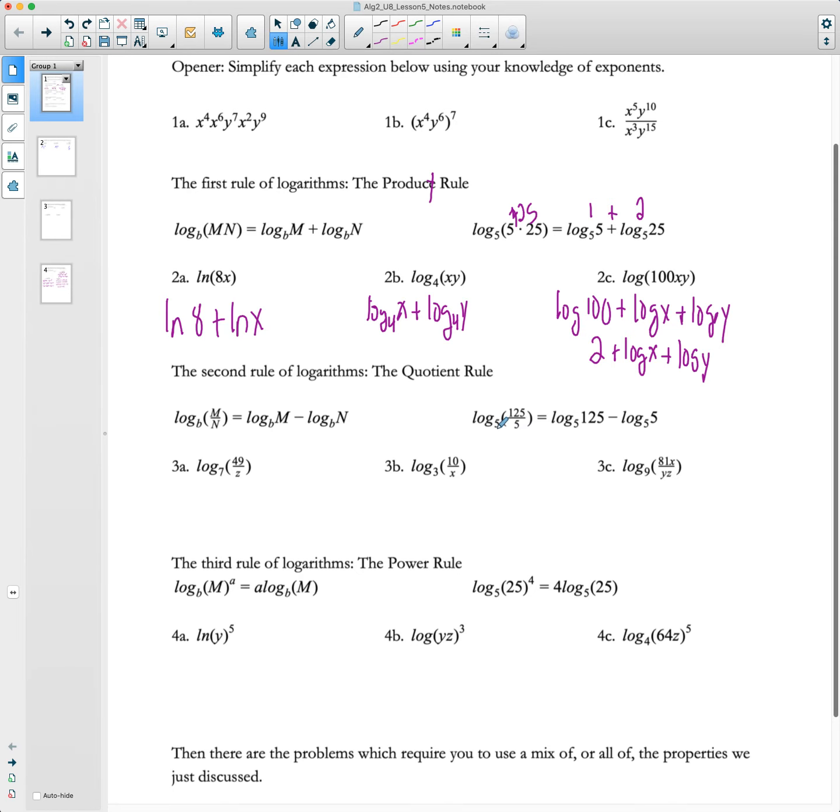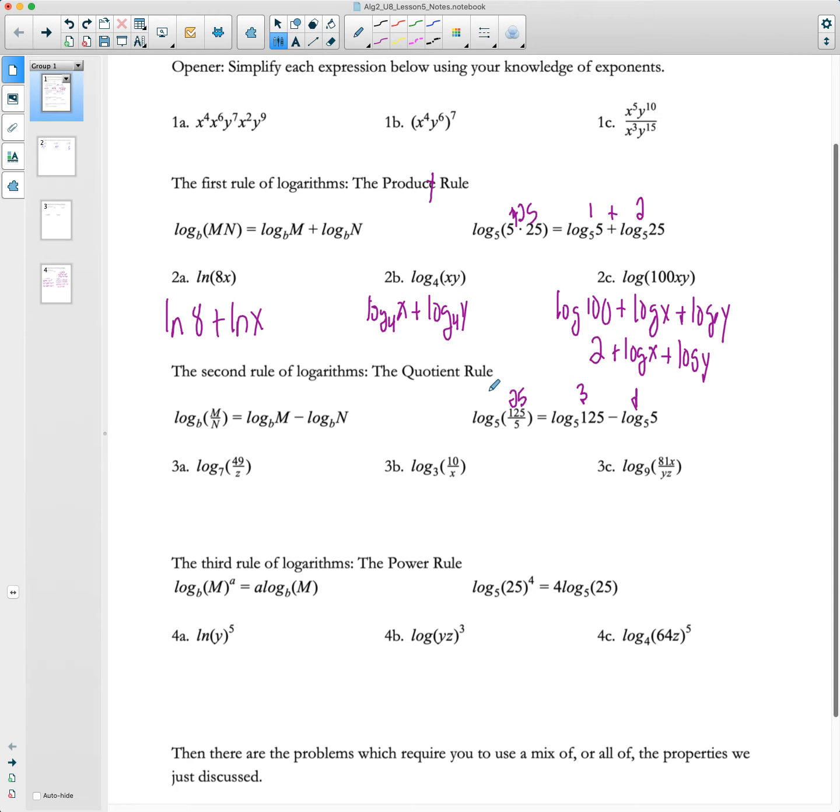Now, once again, kind of using what we know here, log base 5 of 125, that's 3. Log base 5 of 5 is 1. And 3 minus 1 would be 2. Now if I come back over here and look at the division, I get 125 divided by 5, which would be 25. And then what power of 5 is 25? This is also 2.